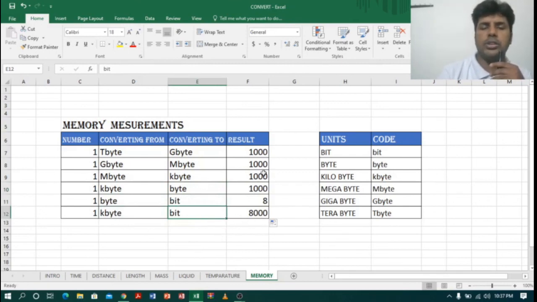So this is how our CONVERT function will make our work easy. We can easily make a measurement table without having proper knowledge of the measurements. Nice, right?